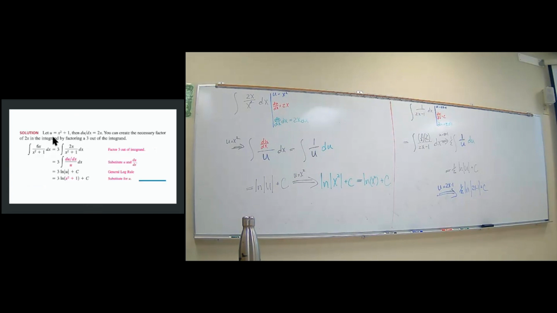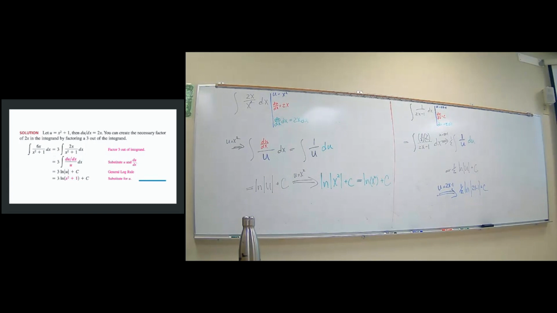That's exactly what we do here. You say u is equal to x squared plus 1. Then du dx is just going to be 2x. Factor out that 3. Replace 2x with du dx. Replace x squared plus 1 with u. Hey, this is du here. This du dx times dx.